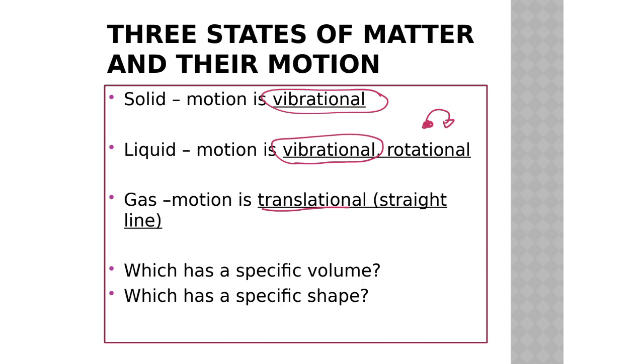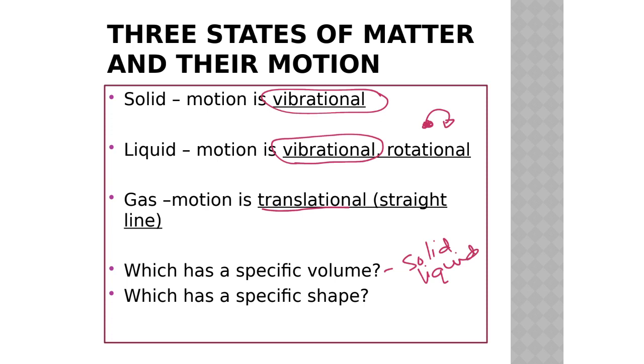So out of the three states of matter, which one has specific volumes? Well, we know that solids, you can measure their volumes. There's many different formulas to measure regular solids. Irregular solids can be measured usually with water displacement. And we know that liquids also have a specific volume. 100 mils is 100 mils.